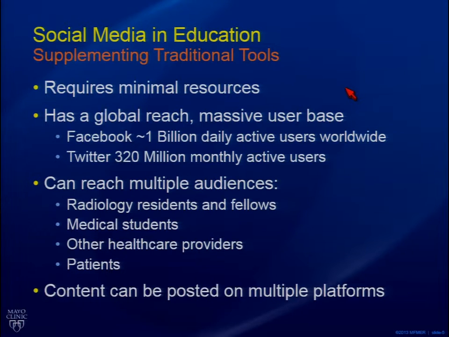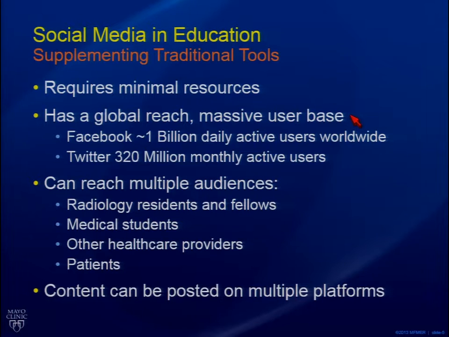Social media has a global reach. You can give a talk in a lecture like this, and there's 50 or 100 people. On social media, you can reach thousands, hundreds of thousands, potentially millions of people. Facebook, as Elliott mentioned, is the #1 site. There's 1 billion daily active users worldwide. Twitter is second with 320 million monthly active users. That's really powerful stuff. That's really a great way to get your message out to a large audience.